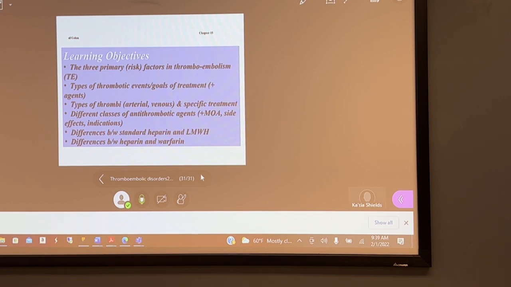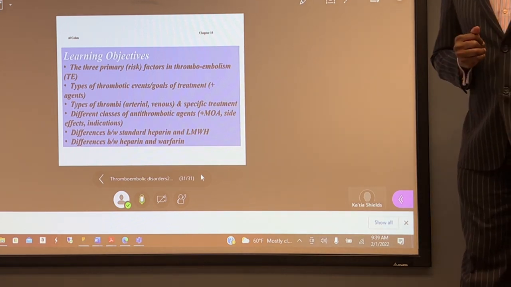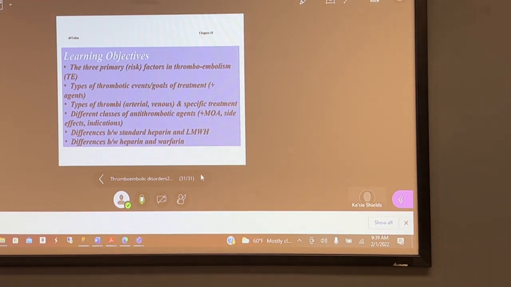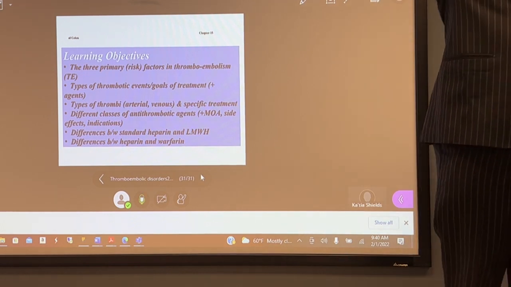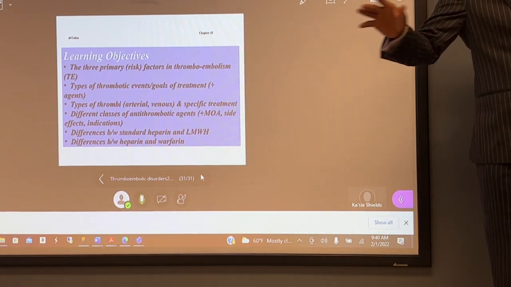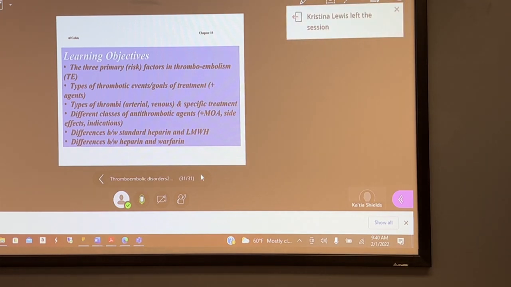Okay, that happens to be my last slide. Any questions? Which one? Like clopidogrel, aspirin, all of those? Antiplatelets. They're not anticoagulants. They can cause bleeding by antagonizing platelets, but they are antiplatelets. So hold your fire.